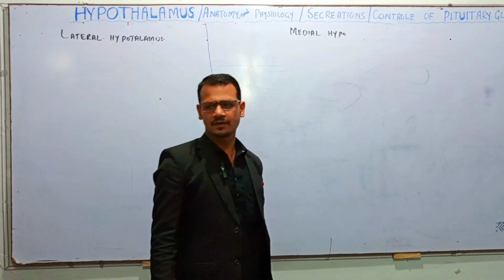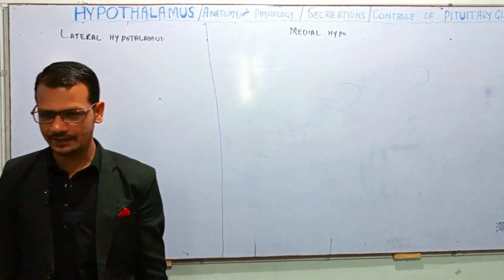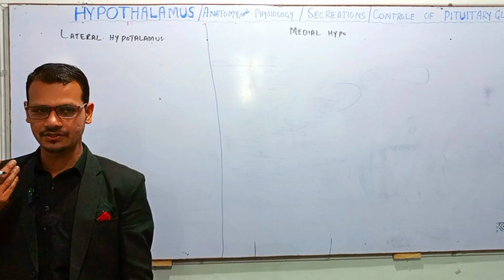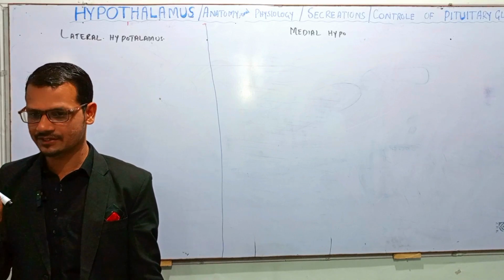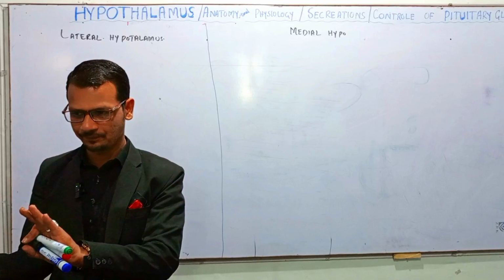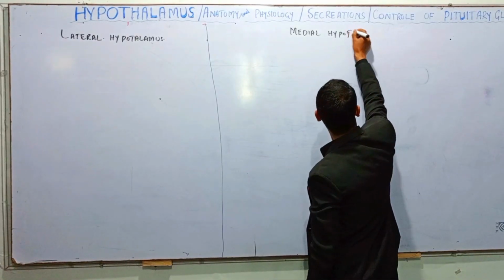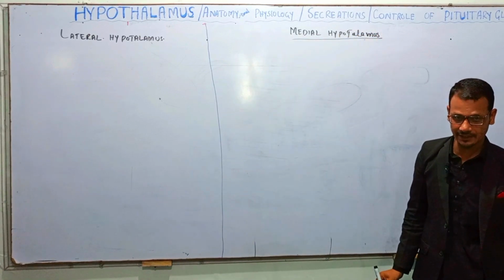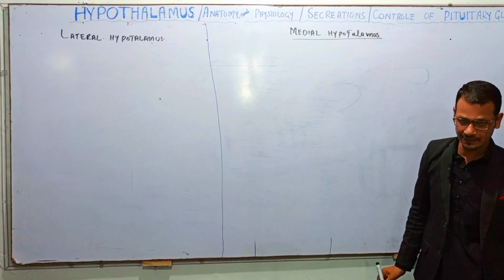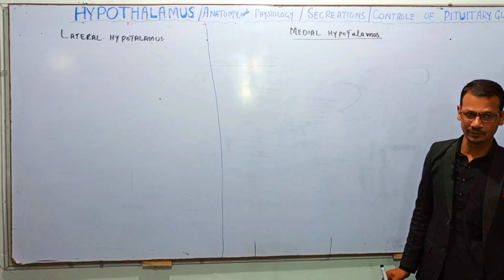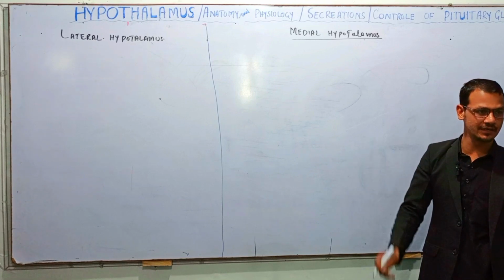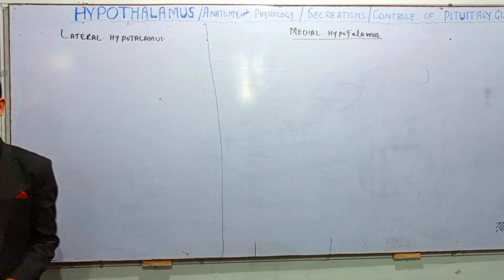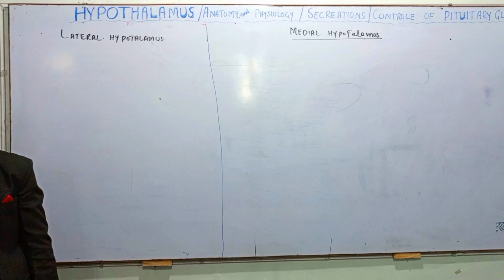Forget about right and left, because both sides have the same nuclei, right? The secretions are the same but on opposite sides. The right side has right side secretions and the left side has left side secretions, both are the same. We will take generally this lateral side and medial side. This is the medial hypothalamus, right? Generally the hypothalamus has how many parts? Two, the right and left. The right part is also divided into medial and lateral, and the left side is also divided into medial and lateral, right?